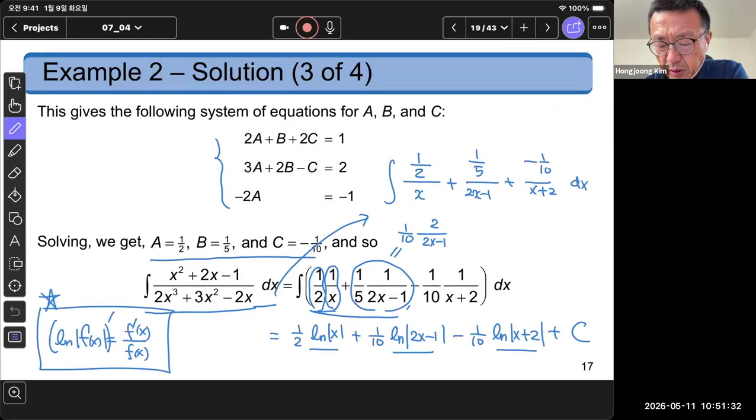So you need to solve these three equations in three unknowns. You can find this, right? You can easily solve this algebraic problem. So you can find A1, A, B, and C, and then you use this formula. The derivative of ln f of x will be f prime over f. So if we use this, we can easily integrate the rational function of the first case.